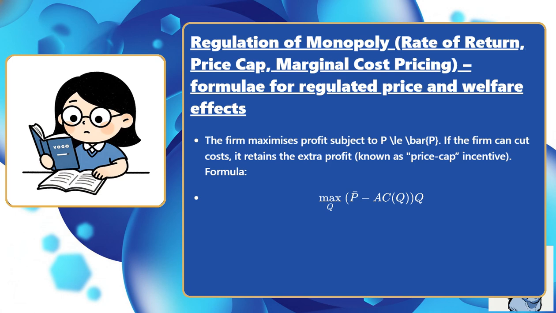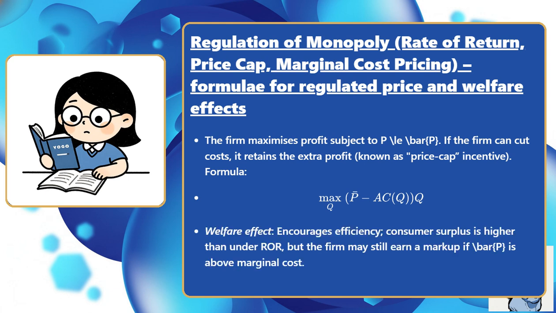Max over Q of (P-bar minus AC(Q)) times Q. Welfare effect: encourages efficiency. Consumer surplus is higher than under ROR, but the firm may still earn a markup if P-bar is above marginal cost.